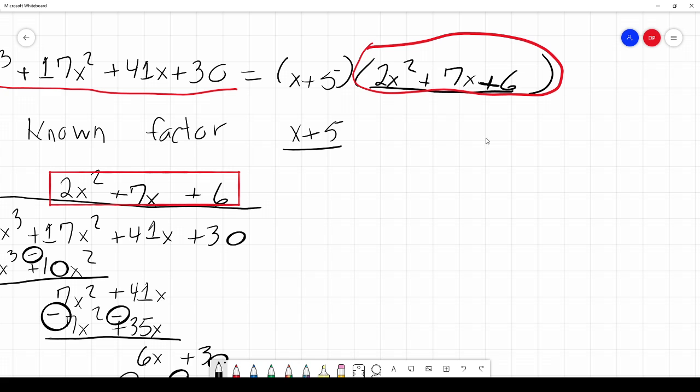basically if you remember how this works, you do a times c, you're going to do 2 times 6 is 12. Okay, this is a trinomial. And then your b is 7. So we're looking for two numbers that multiply to 12, but they add up to 7. I think it would be 4 and 3.